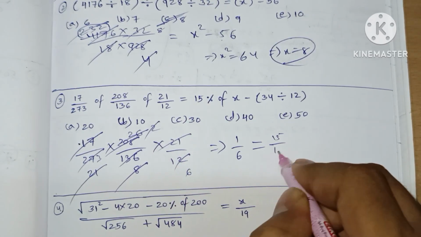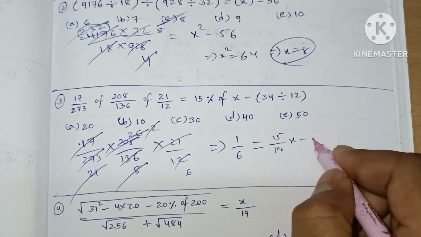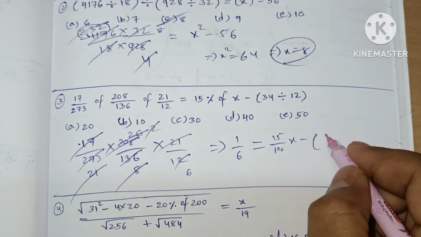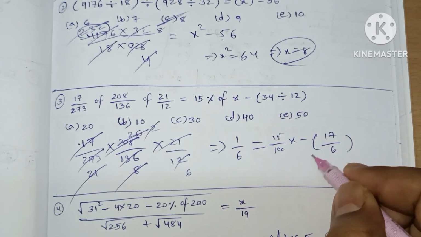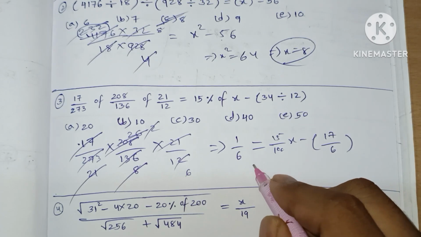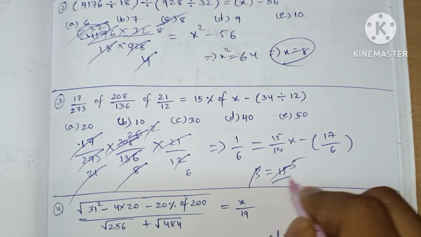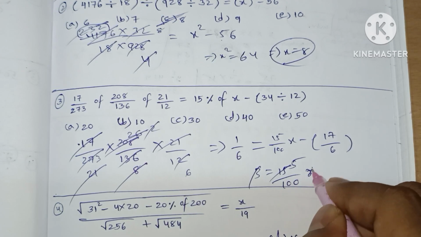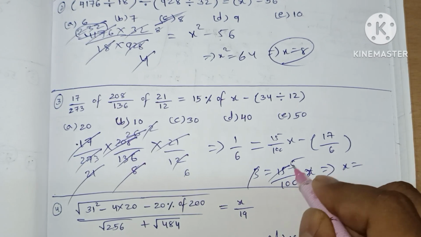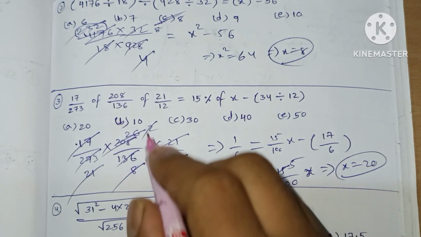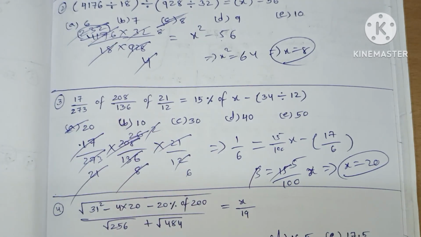15% of x, 15 by 100 x minus this will be 17 by 6. 17 by 6 comes instead with 18 by 6 means 3 equals 15, 5 times by 100 x. So x value will be 5, 20 times. So the answer will be 20. Option A is our answer.